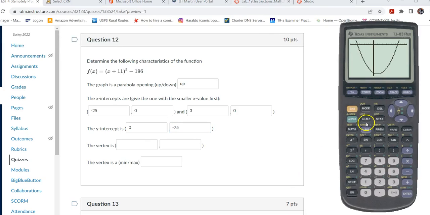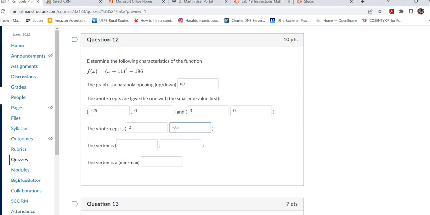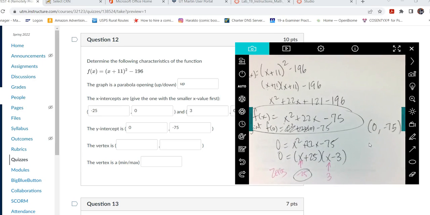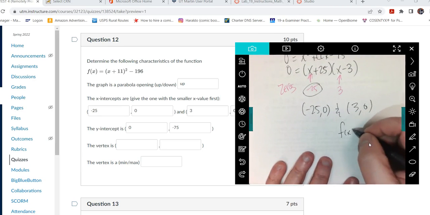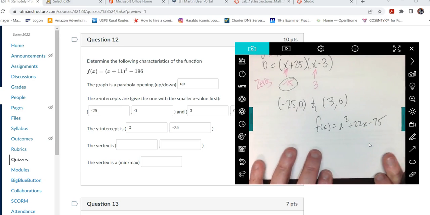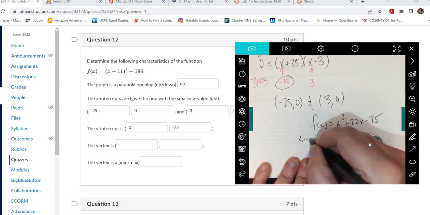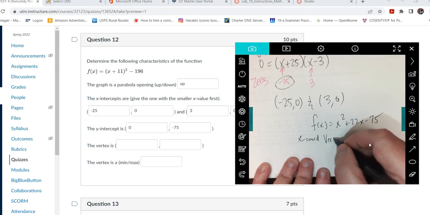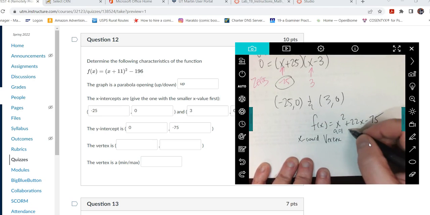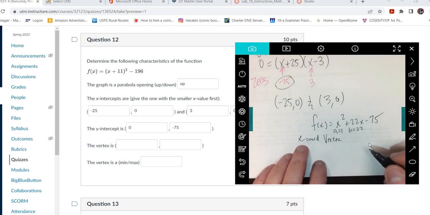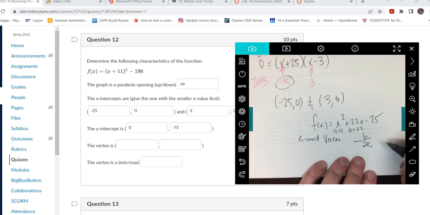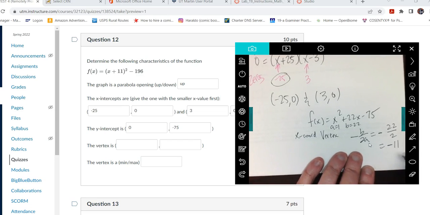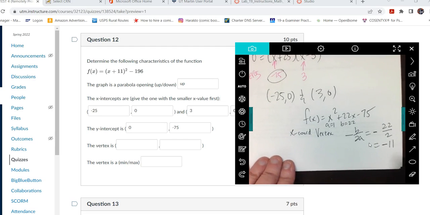Okay, now what about the vertex? That's not what I want. I want that. Let me write it again. So in standard form, we have that. The x-coordinate of the vertex: A is 1, B is 22. The x-coordinate of the vertex is going to be minus b over 2a, which is minus 22 over 2, which is minus 11. So that's the x-coordinate of my vertex.